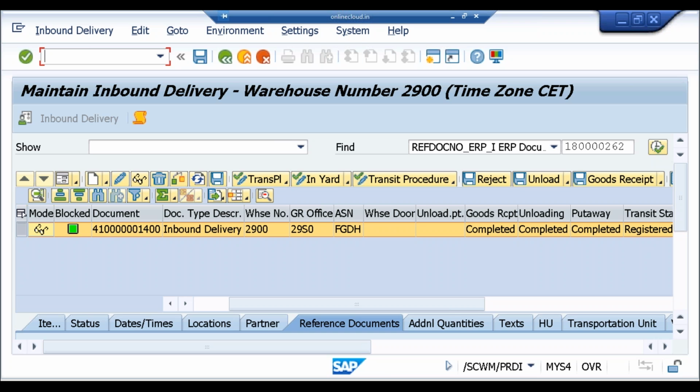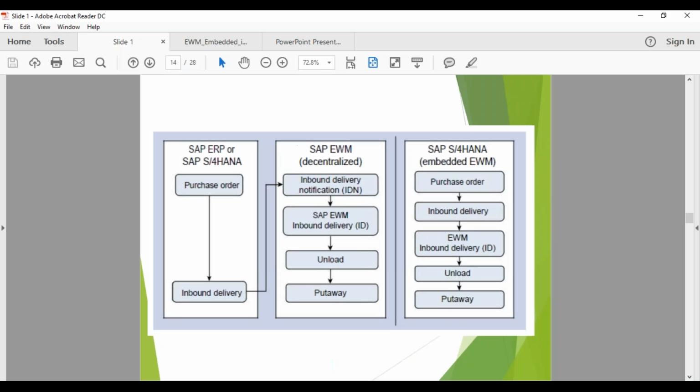Once we have completed this process, the entire process of the inbound delivery is completed. So this is the process at the inbound delivery level, so that you have a clear understanding. I have shown you all the documents: the purchase order created, the inbound delivery created for the purchase order, and that inbound delivery flows to extended warehouse management, and then we have done the unloading, and then we have done the put away.